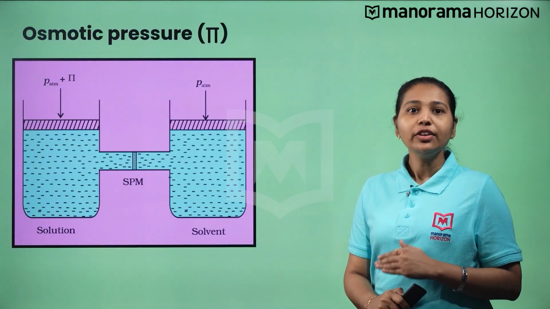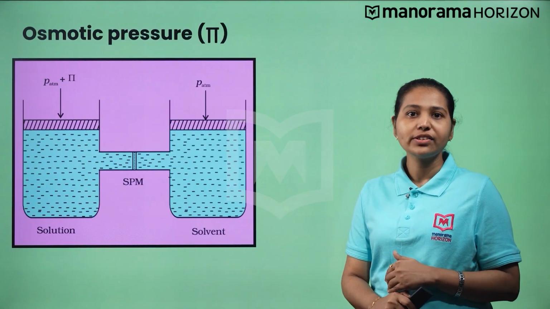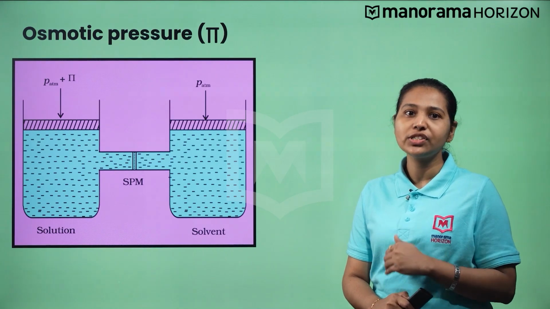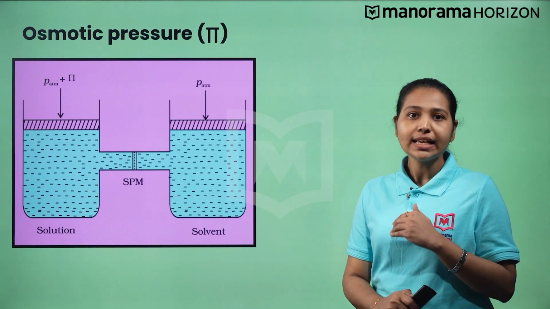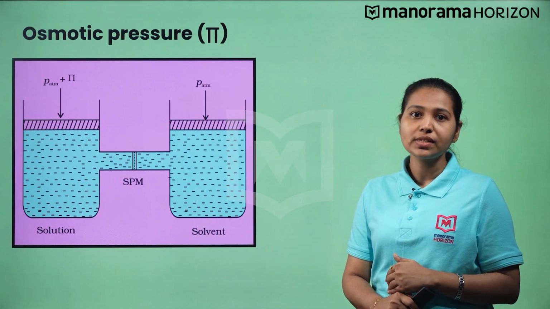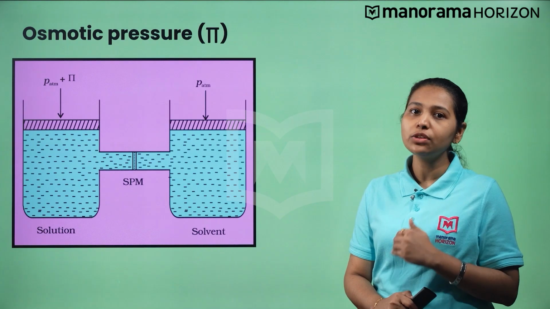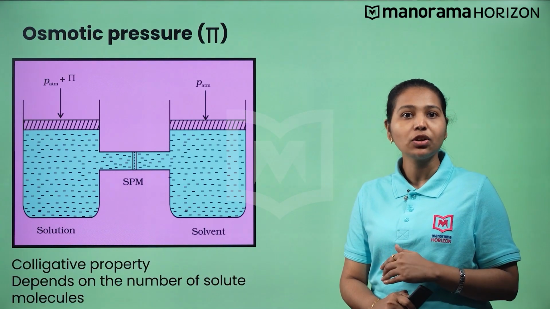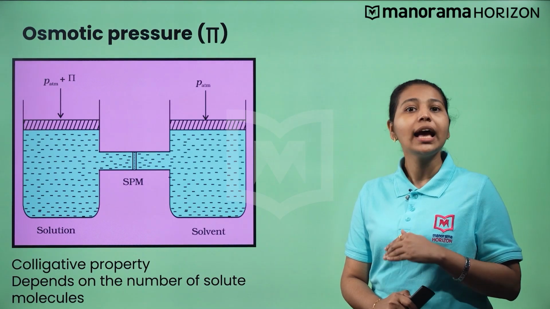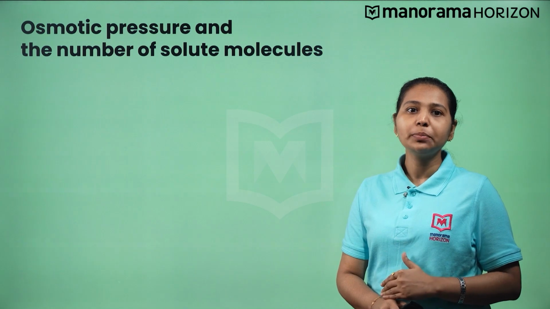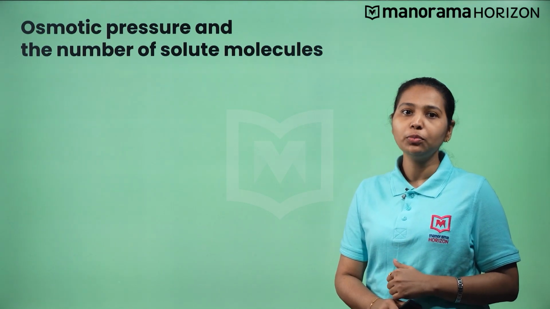The flow of solvent from low concentration to high concentration can be stopped if some extra pressure is applied on the high concentration side of the solution. This excess pressure that must be applied to a solution to prevent the osmosis is called the osmotic pressure of the solution. Osmotic pressure is a colligative property and it depends on the number of solute molecules and not on their identity. Next, we will see how osmotic pressure depends on the number of solute molecules.